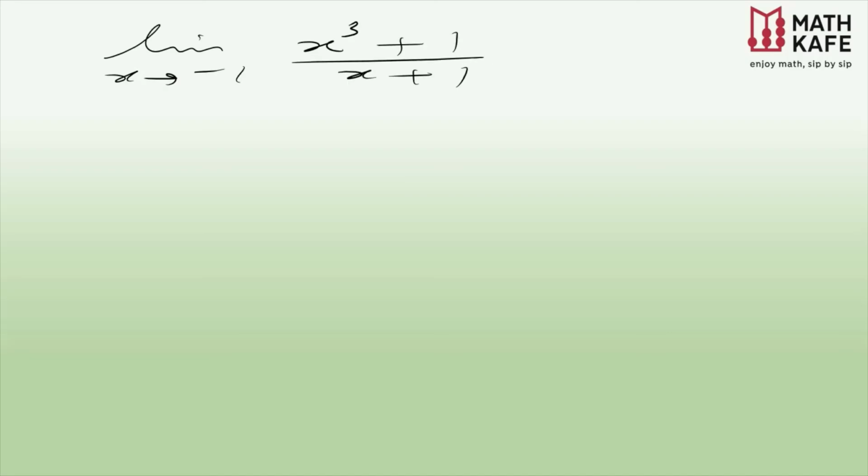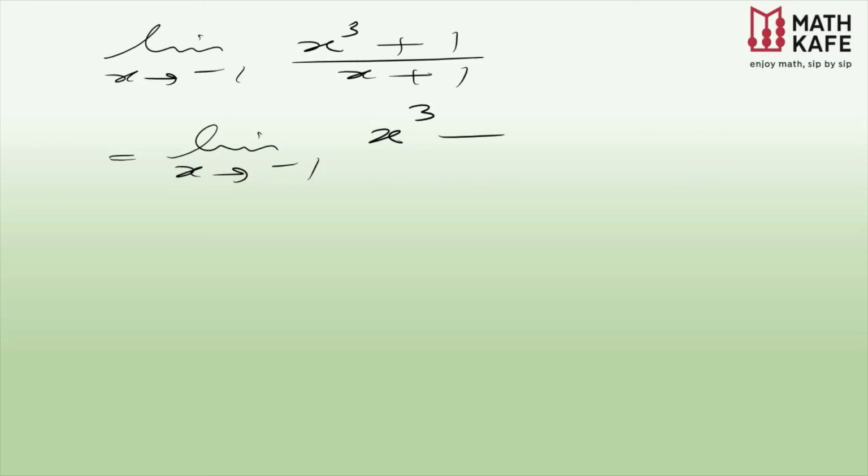That's that. Consider another example. Limit x tends to minus 1, x cube plus 1 by x plus 1. Again, when you directly apply the value, this is going to be 0. Either you can factorize or you can use the formula. As we are learning the formula, I'm just going with the formula.